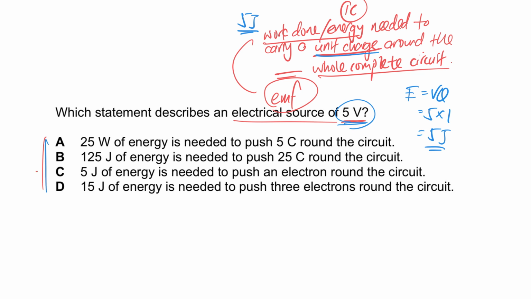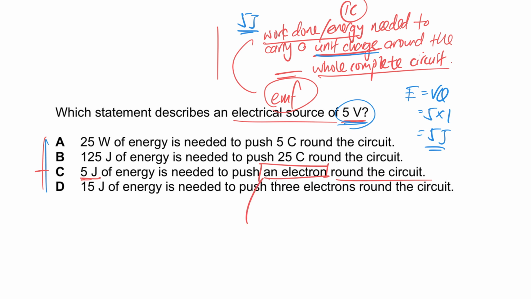Let's start with C. Many of you will just straight away, because of the definition you understand, say that 5 joules of energy is needed to push around the whole complete circuit. And if you are not careful, you might choose C. But take note of this. This is an electron. One electron is not the same as one coulomb of charge.